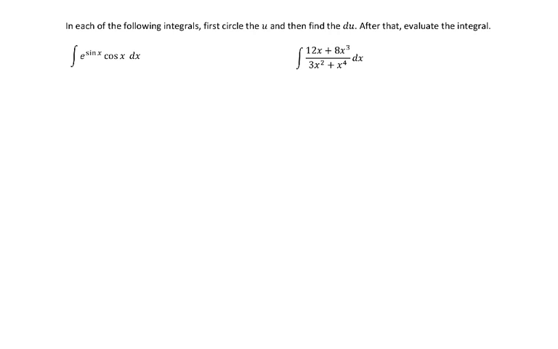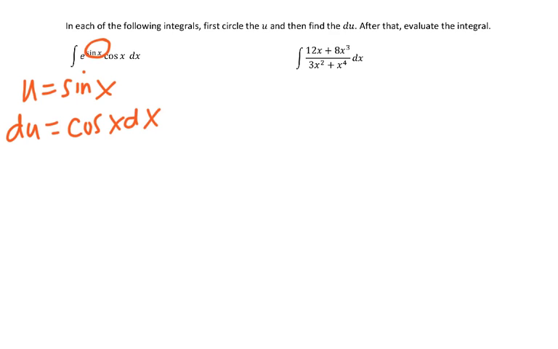So some typical rules are when you're picking u, you want to pick it to be denominators, things raised to a power, or things that are sort of in an exponent. So in this case, I'm going to pick u to be sine x. And then to find du, I just take the derivative of that. So the derivative of sine of x is cosine x dx. And what you notice is that's what's here.